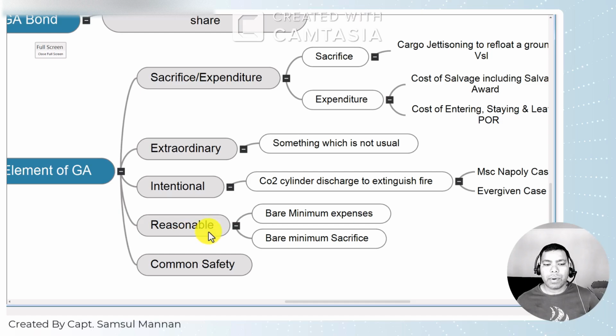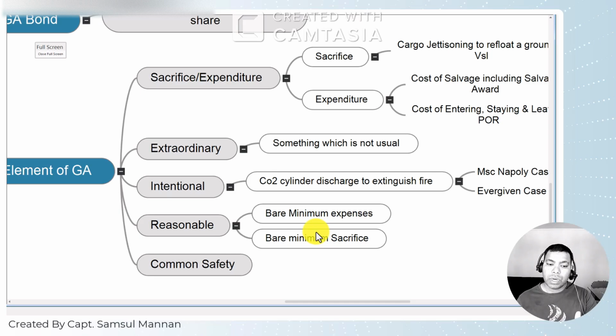And the fourth one is the reasonable, right? So it has to be bare minimum expenses or bare minimum sacrifice, right? So suppose you have grounded, then you have gone to a port of refuge, and you have fixed your hull due to grounding, right? And so that will fall under general average. But now your dry dock is also due, and you thought, let's do some dry dock here as well, right? So that dry dock expense will not fall under general average.